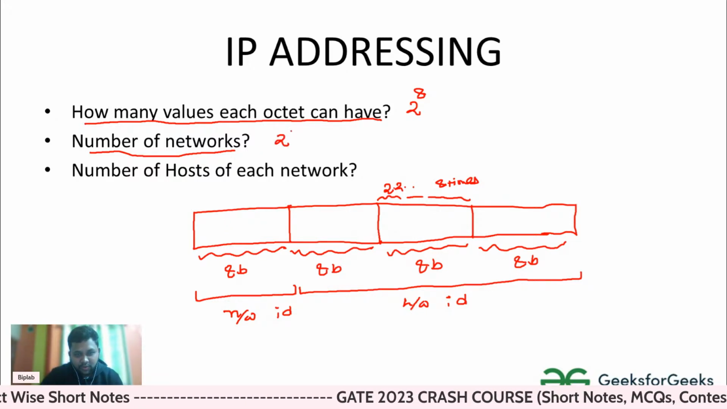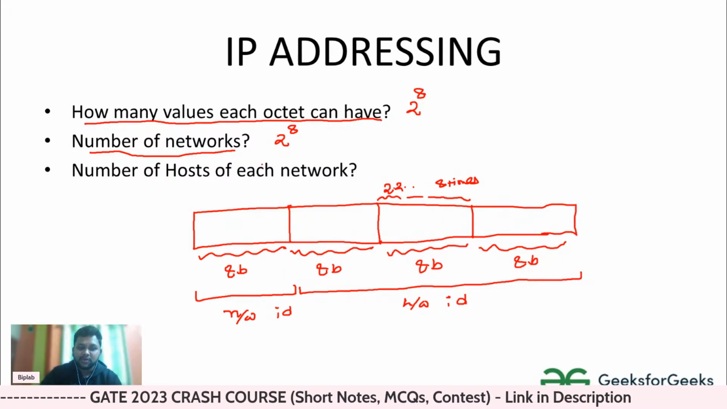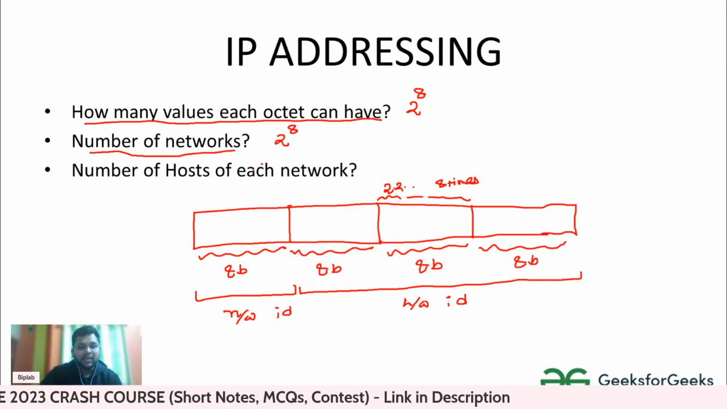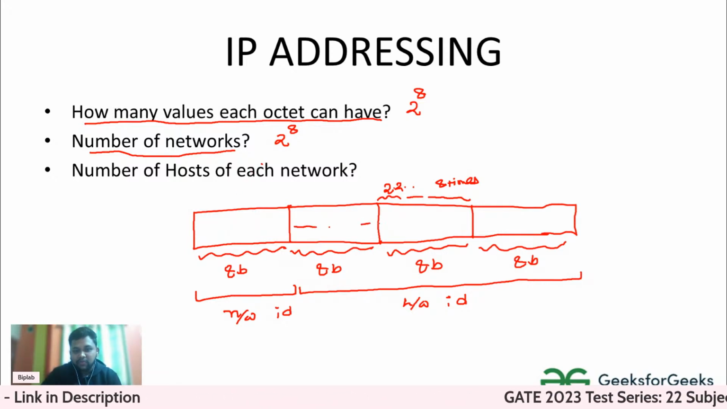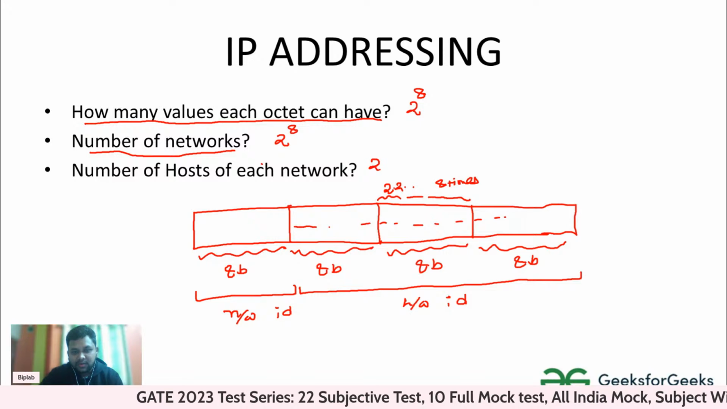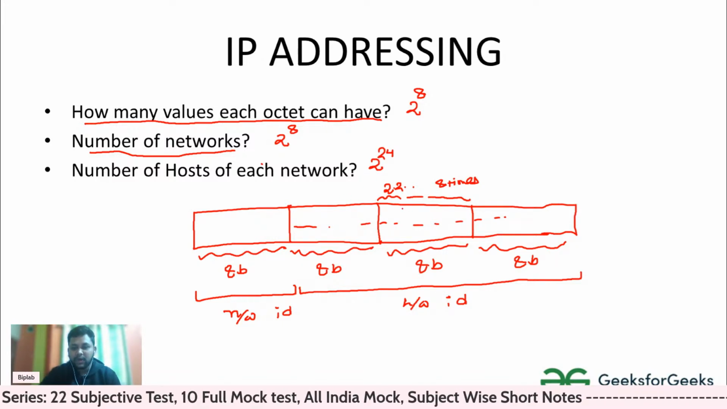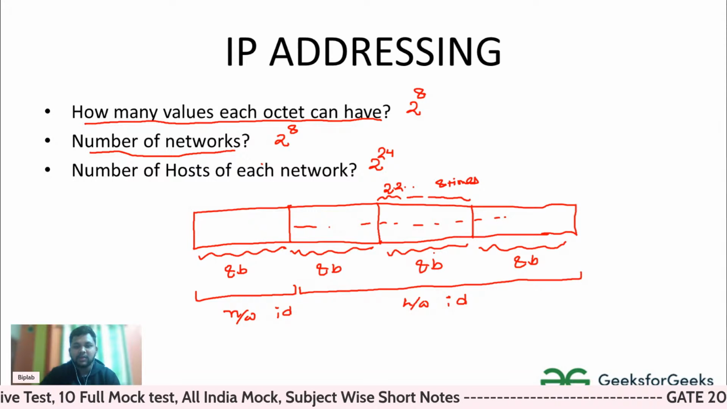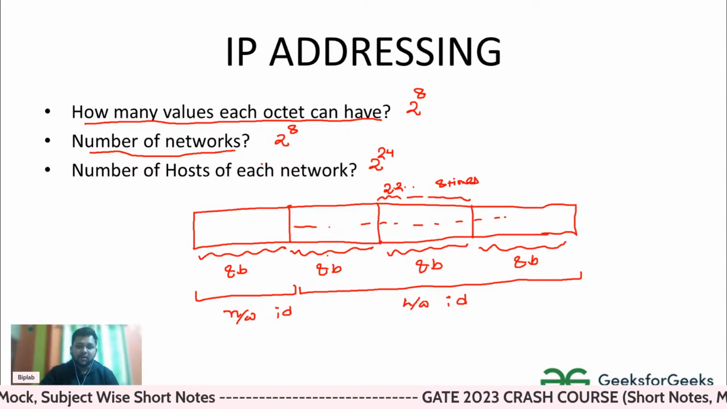That is 2 to the power 8. And how many hosts can we have for each network? When you have fixed one network, how many possible values can you have? That is the possible number of hosts in each network, which is nothing but 2 to the power 24, as 3 octets are in the host ID. So this is the basic of IP addressing.